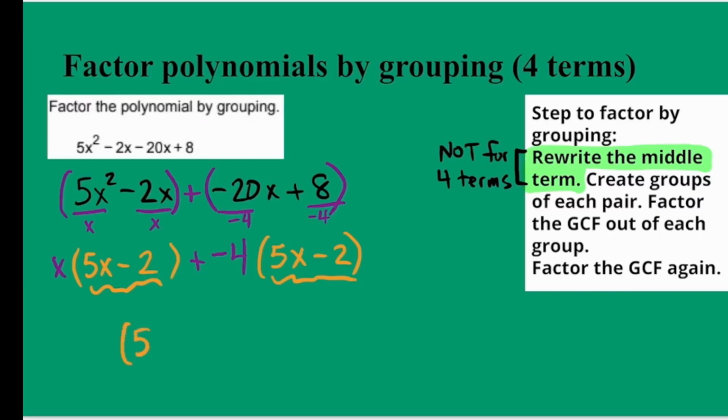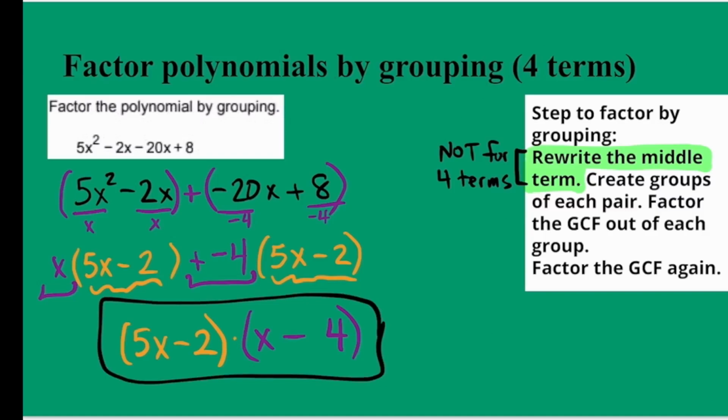Because it's showing up twice and it's common, we can pull it out as one factor and take these other pieces and make it the other factor, x plus -4. We don't write double signs, so it's not going to say x plus -4. We're just going to write that as x minus 4. And that is how you factor by grouping.